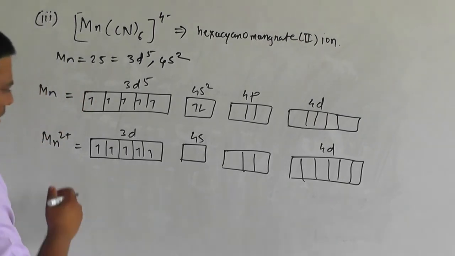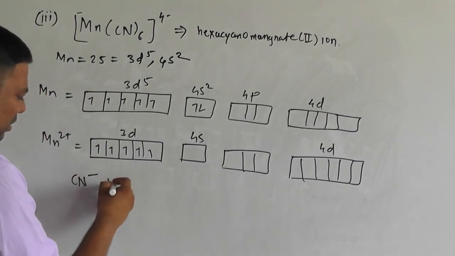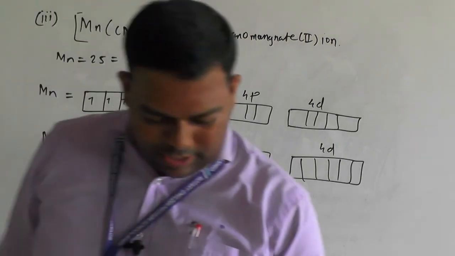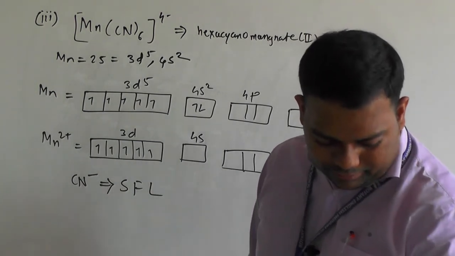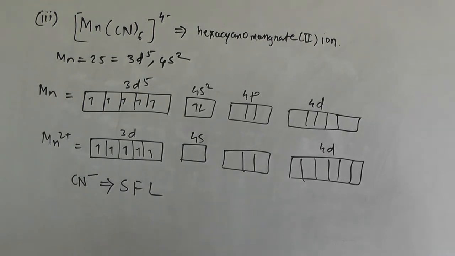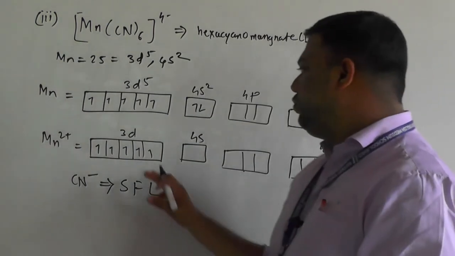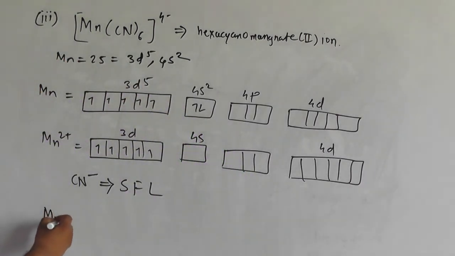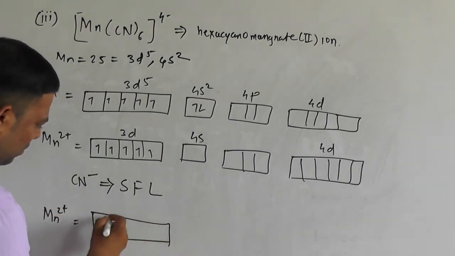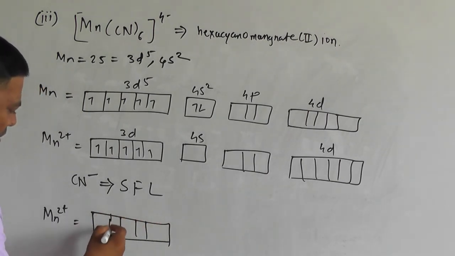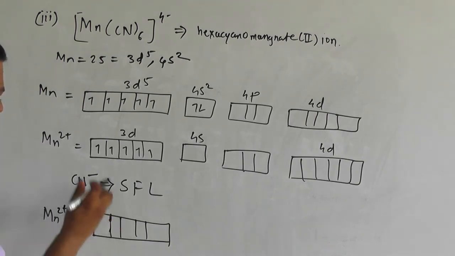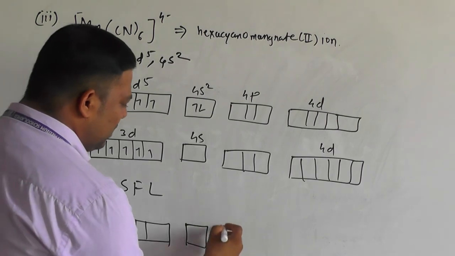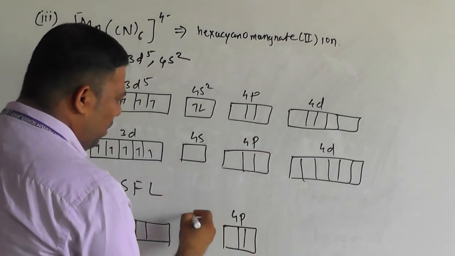Now see here. Now concentrate on this: CN- is a strong field ligand, so it has a tendency to pair up. It has a tendency to pair up. So what will come? Since it has a tendency to pair up, it will pair up, then you will get like this for Mn2+. See, 1 2 3 4 5, as like this. Now this will leave 4s, 4p and 4d empty, you can write.